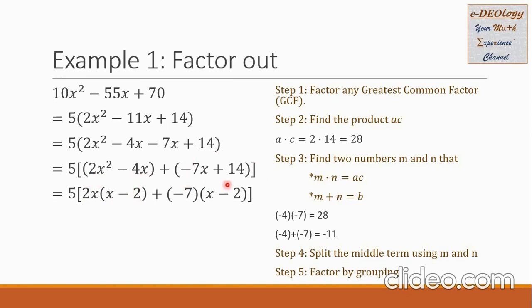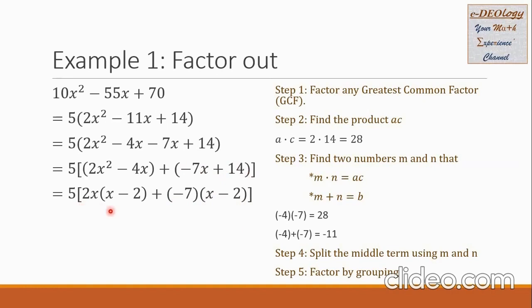Now for the second group, we want this x to be positive, so we're going to factor out a negative 7. So when we factor out the negative 7, what remains here will be positive x. And for the positive 14, what remains is a negative 2. Again, just to check if these factors are correct, we can multiply and see if we can get the original binomial back. So the negative 7 times x is negative 7x, and negative 7 times the negative 2 is positive 14. So we are sure that these factors are correct.